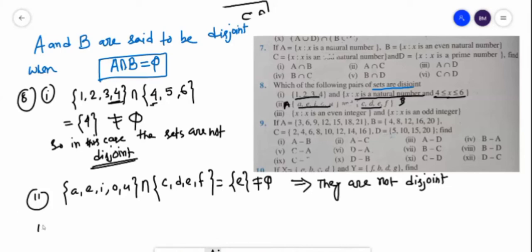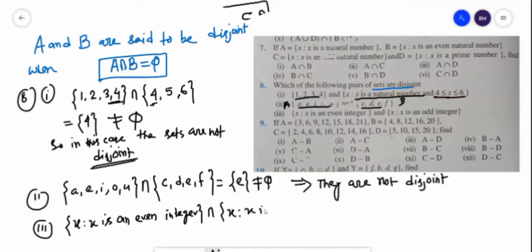Now number 3, x is an even integer and x is an odd integer. The intersection of the set of x such that x is an even integer and the set of x such that x is an odd integer is equal to phi. This implies they are disjoint.